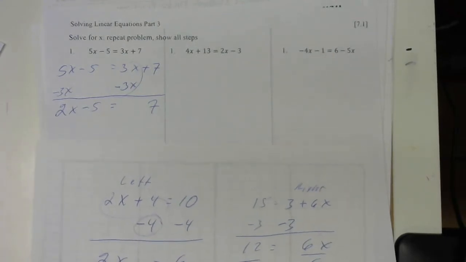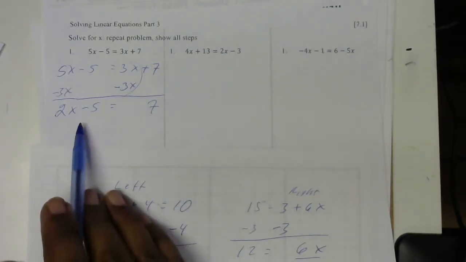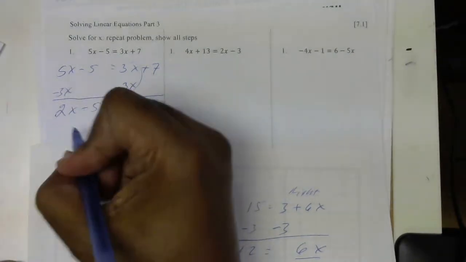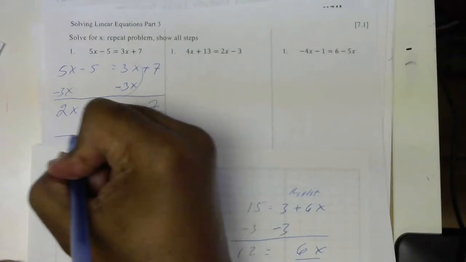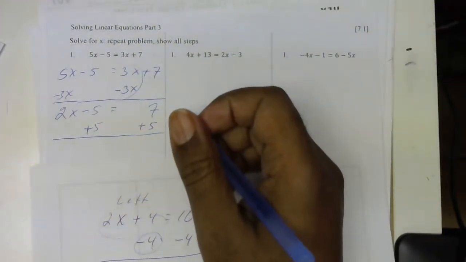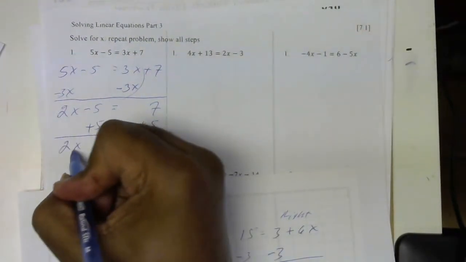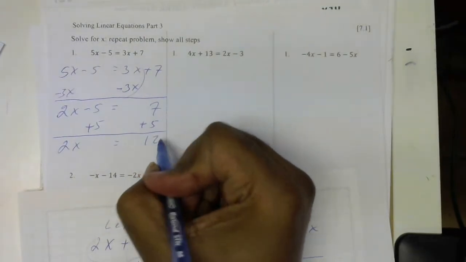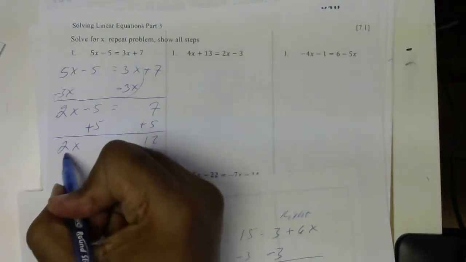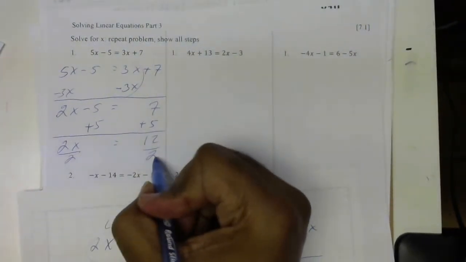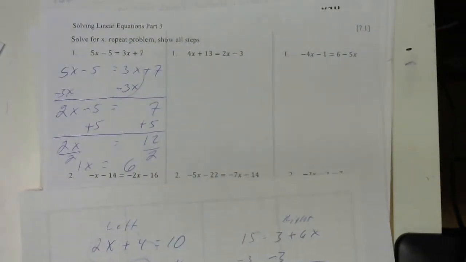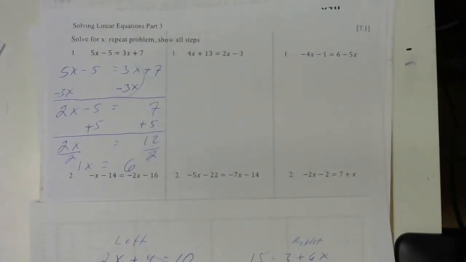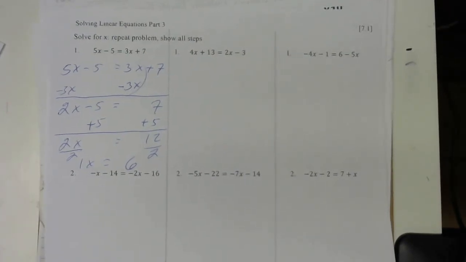So, because it's a left side problem, we're going to get rid of the subtracting 5. And we're going to use an adding 5 here. And on the other side, we'll put another adding 5. So what we get is 2x equals 12. To get rid of the 2, we're going to divide by 2, and we get 1x equals 6. And that's it. Let's try the next problem.